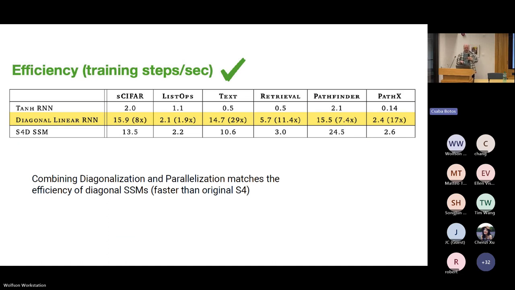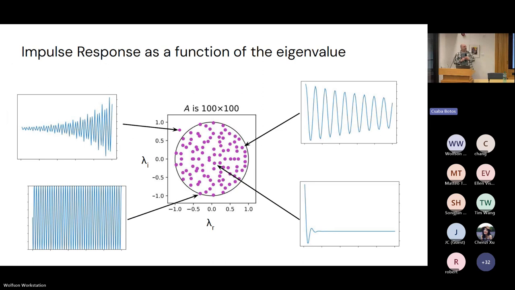Okay, so this is just diagonal linear RNNs, and they are fast. You basically get the speedup you'd get from transformers, like 14x. Now, about controllability. One way to think about the system is to ask what happens if I feed an impulse into the system and see how it evolves over time. The magnitude of the eigenvalue controls whether the system shrinks over time, vanishing close to zero, or explodes towards infinity, or if the eigenvalue is exactly one, it stays the same.